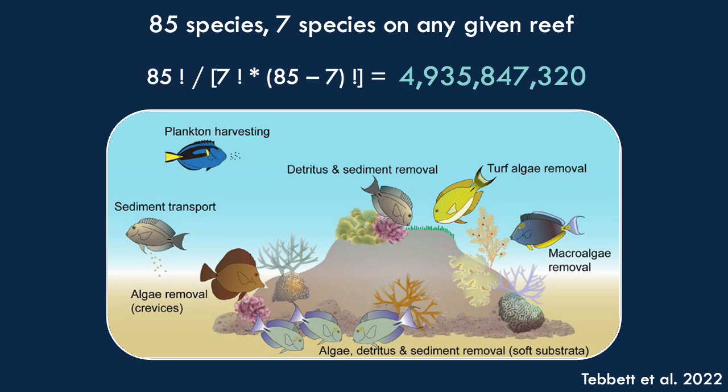Does anybody want to know the number? Well, the number of different combinations is 4,935,847,320 possible combinations of 7 species from a pool of 85. So what I'm trying to illustrate here is that community ecology and understanding why certain species occur in certain places and what they do can be quite complicated.